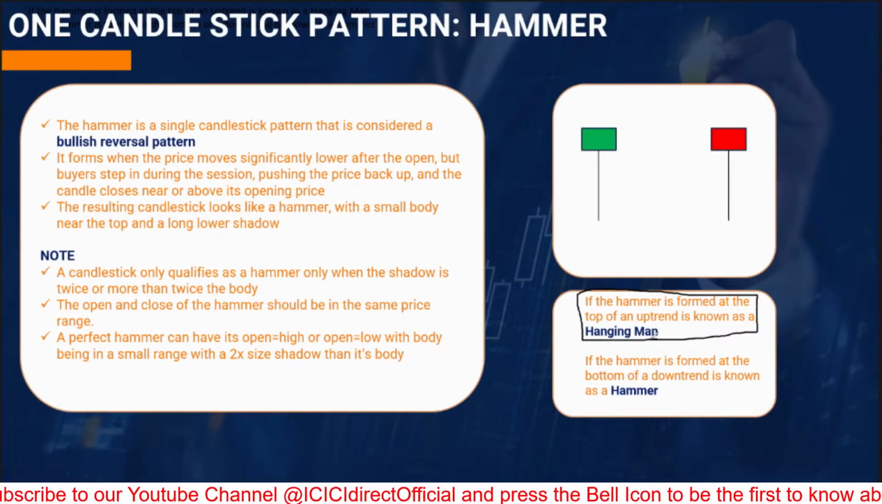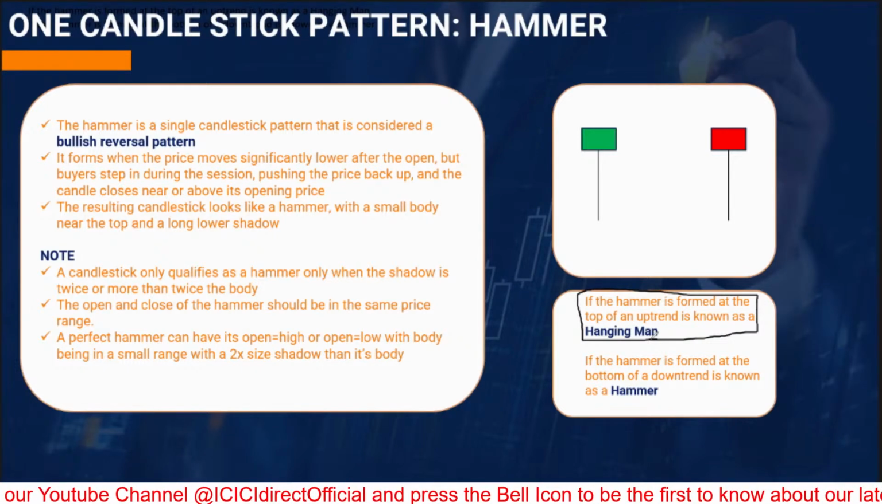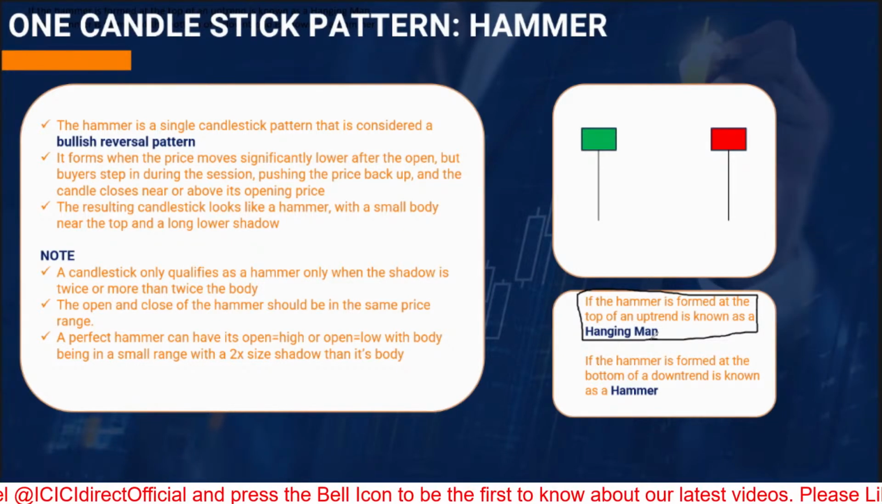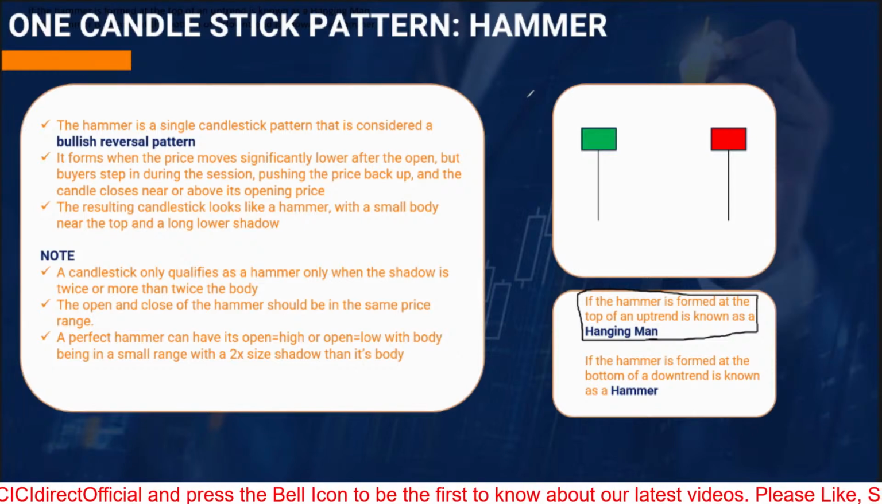It does, CB, it does happen. It does appear in the uptrend, but then it is not called a hammer. It is called a hanging man. We'll see that example, but let's focus on hammer, and then we'll move on to what happens when we see a hammer formed in the uptrend. Our focus right now is to spot a hammer in the downtrend.